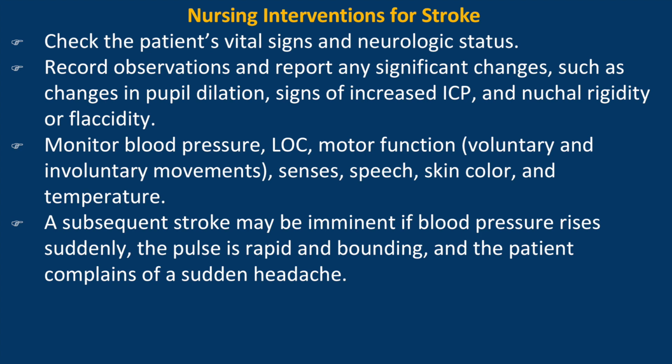Check the patient's vital signs and neurological status. Record observations and report any significant changes such as changes in pupil dilation, signs of increased ICP, and neck rigidity or flaccidity. Monitor blood pressure, level of consciousness, motor function, voluntary and involuntary movements, senses, speech, skin color and temperature. A subsequent stroke may be imminent if blood pressure rises suddenly, the pulse is rapid and bounding, and the patient complains of a sudden headache.